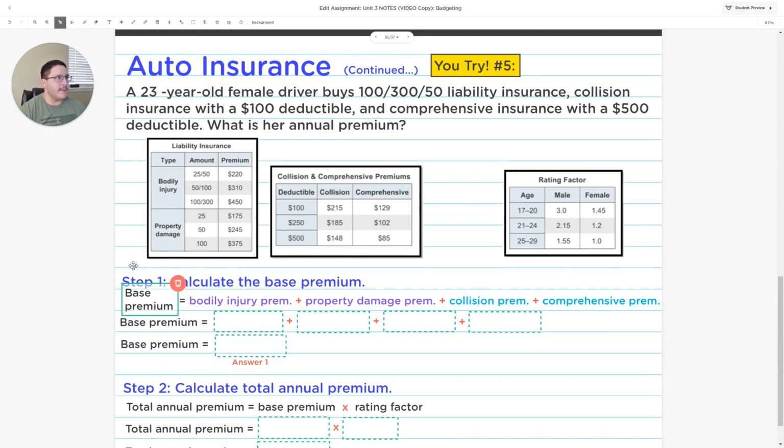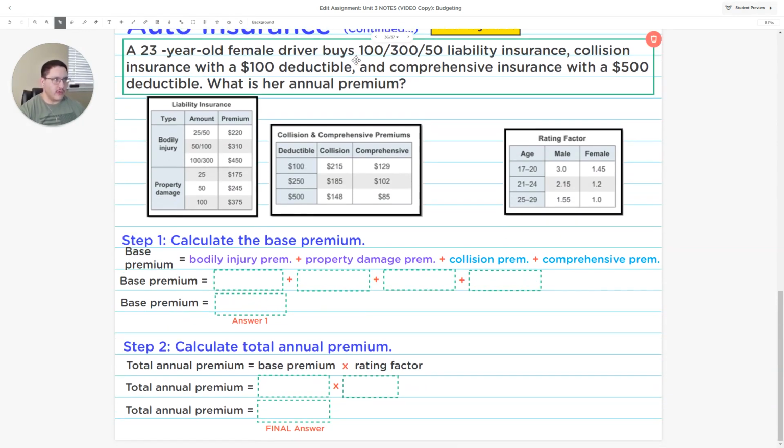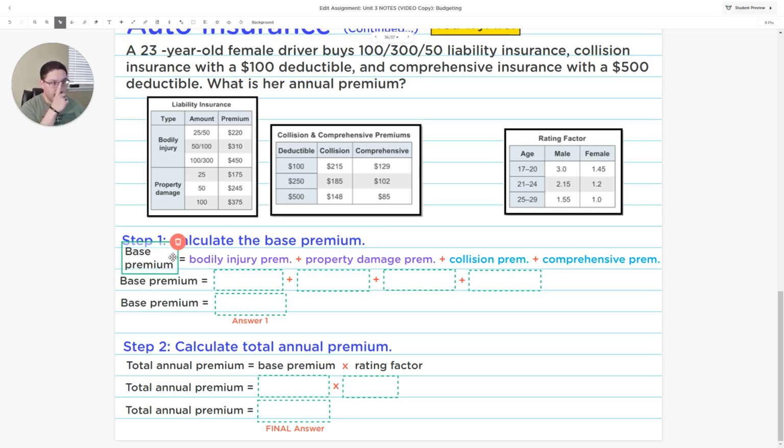Okay, you try number 5. A 23-year-old female driver buys 100, 300, 50 liability insurance, collision insurance with a $100 deductible, and comprehensive insurance with a $500 deductible. What is her annual premium? Calculate the base premium, which is, again, adding up all these different things from these first two charts. And then you'll get your base premium. Step 2, calculate the total premium by taking your base premium and then multiplying it by the rating factor, which is based on age and whether you are male or female.